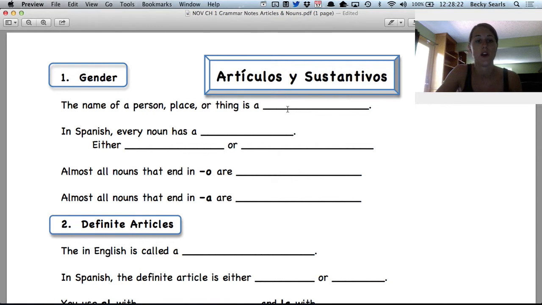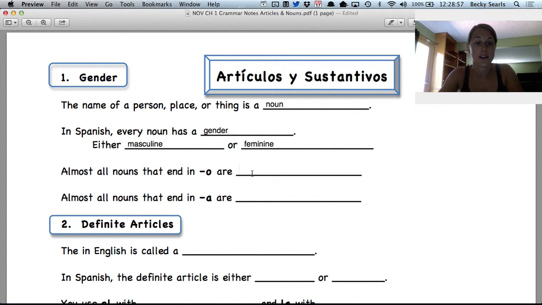So first, the name of a person, place, or thing, of course, is a noun. So a noun is a person, place, thing, sometimes also an idea. In Spanish, every noun has what's called a gender. This is different from English. In English, we do not have gender with our nouns. So that gender might be masculine or feminine.